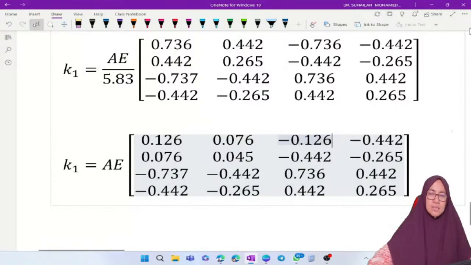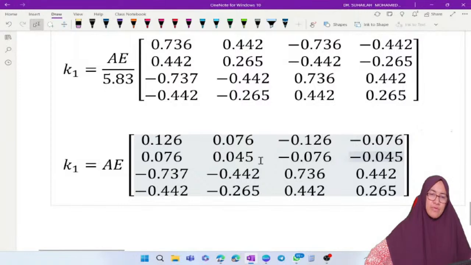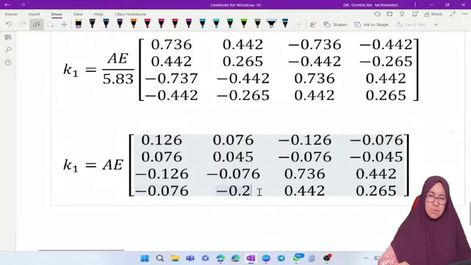Okay, 0.126, 0.076, and 0.045. So the entries are 0.126, 0.076, 0.076, and 0.045.